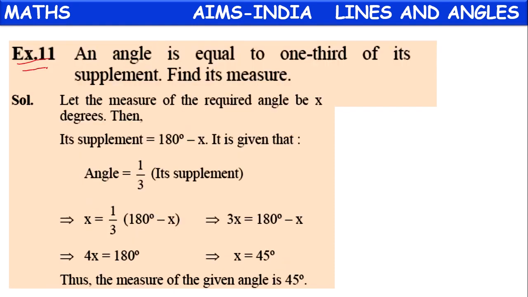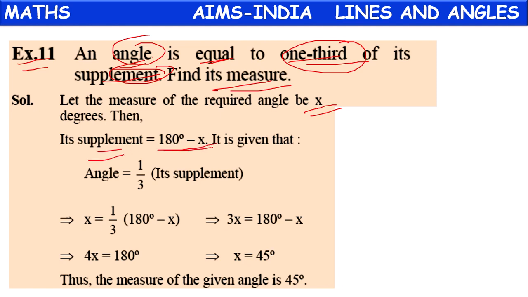Next one, example 11. An angle is equal to 1/3 of its supplement. Find its measure. Let the angle be x, then its supplement is 180 minus x. According to the data, the angle equals 1/3 of its supplement. Angle x equals 1/3 into 180 minus x.